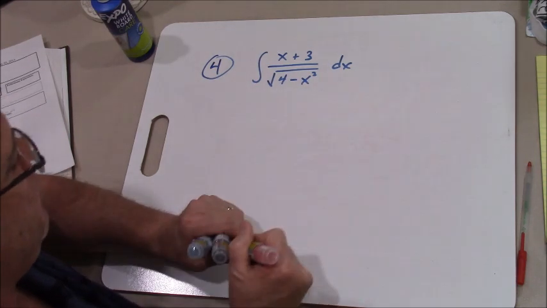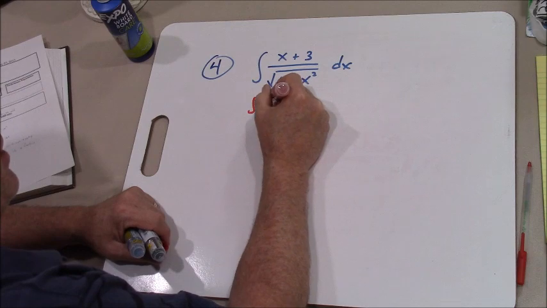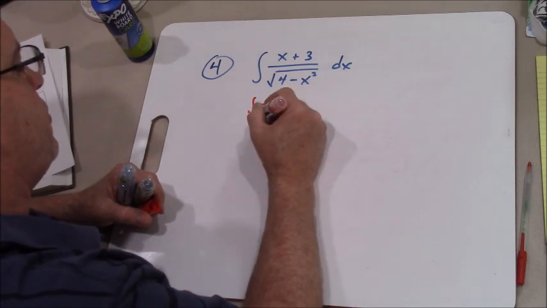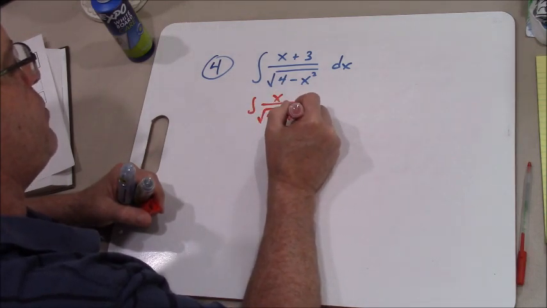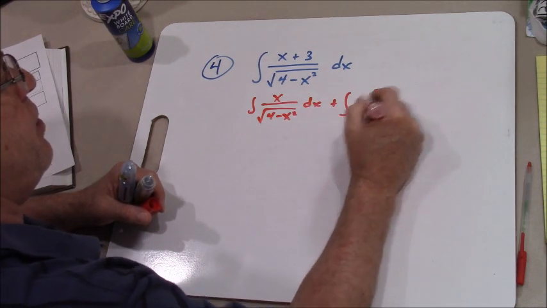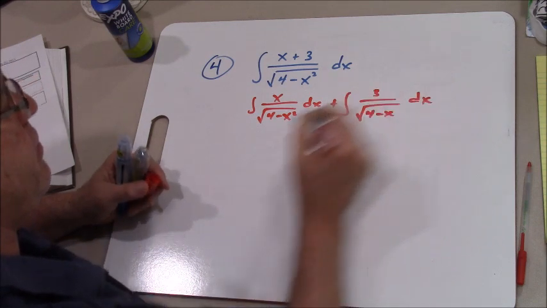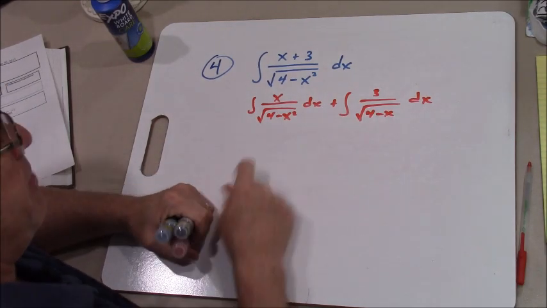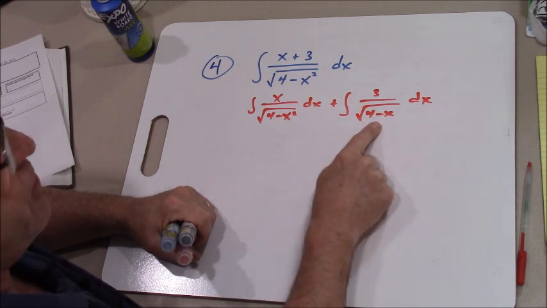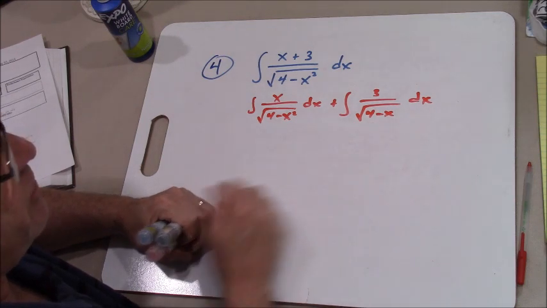And I think the key to this one is separating this into 2 different fractions. So I'd have the integral of x over the square root of 4 minus x squared dx plus the integral of 3 over the square root of 4 minus x squared dx. So the moment I do that, I'm now thinking that I could probably solve this one using substitution and this one using the idea of an inverse trig function. You guys see if you can take it from there.